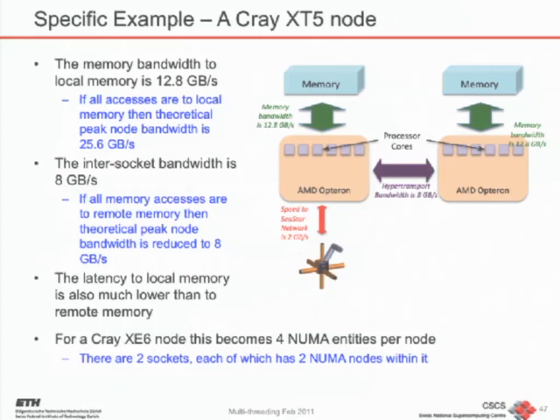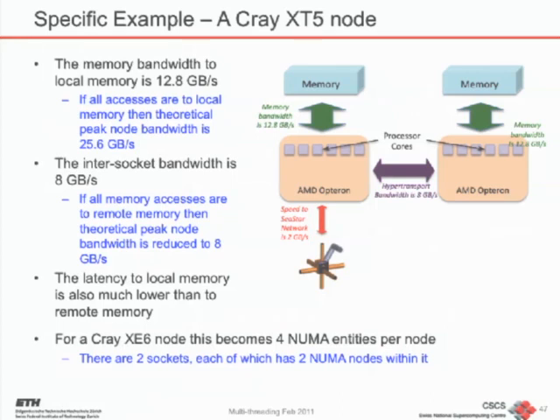It's down to 8 gigabytes per second. So whereas a core on the first Opteron could get, in theory, 12.8 gigabytes per second to its main memory, it will never see more than 8 gigabytes per second to the remote memory. Now the latency to local memory is also lower than to remote memory. But we're more interested generally in bandwidth issues than in latency issues.